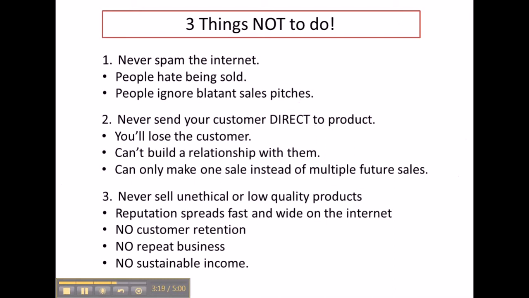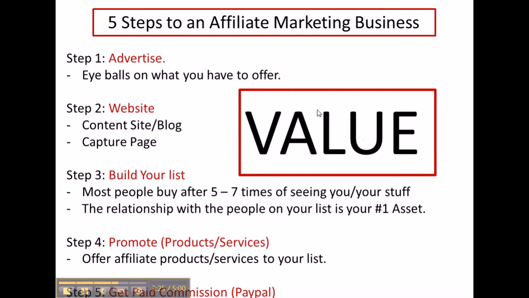So the next step is to go through the 5 steps of an effective affiliate marketing business. Step number 1, you need to advertise. This basically means getting eyeballs onto the offer, onto what you have available. And we'll get into that in more detail now.